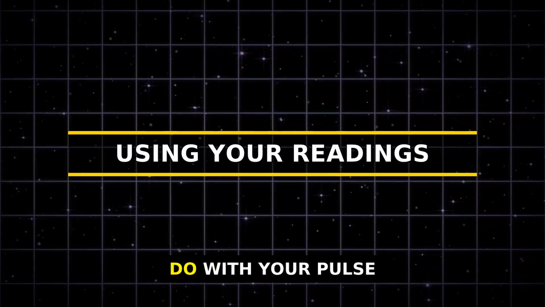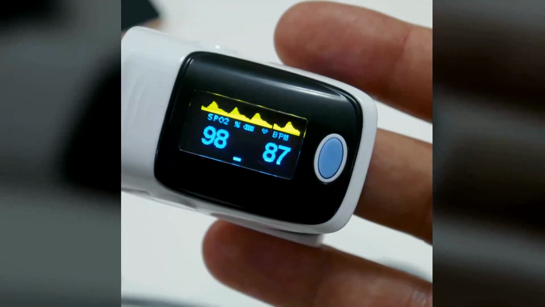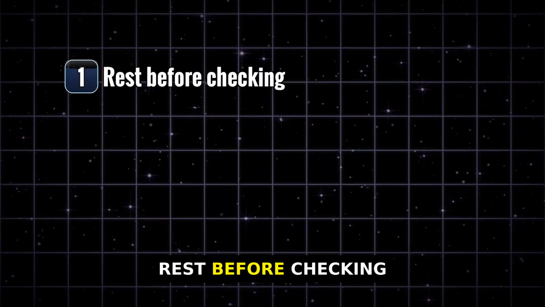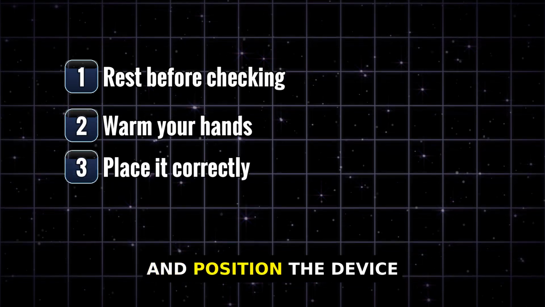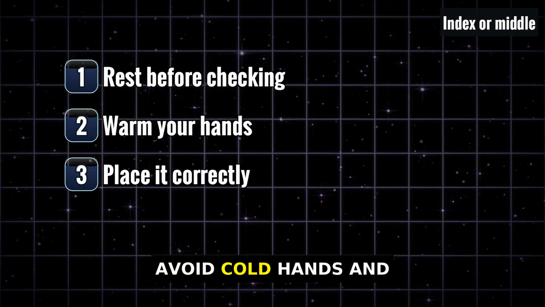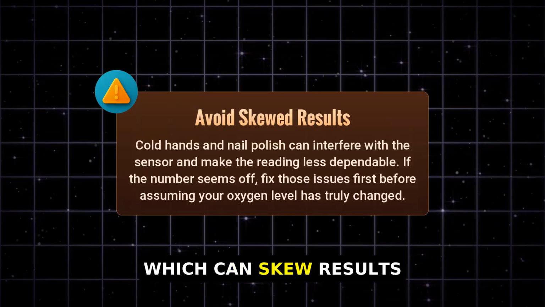So what should you do with your pulse oximeter readings? First, ensure you're using the device correctly. Rest before checking. Warm your hands and position the device properly on your index or middle finger. Avoid cold hands and nail polish, which can skew results.